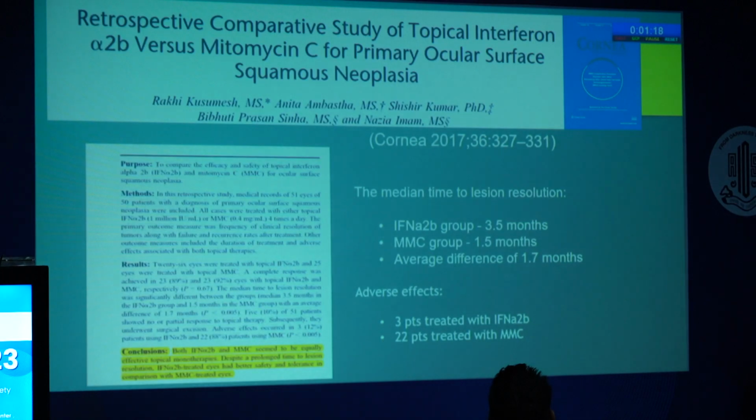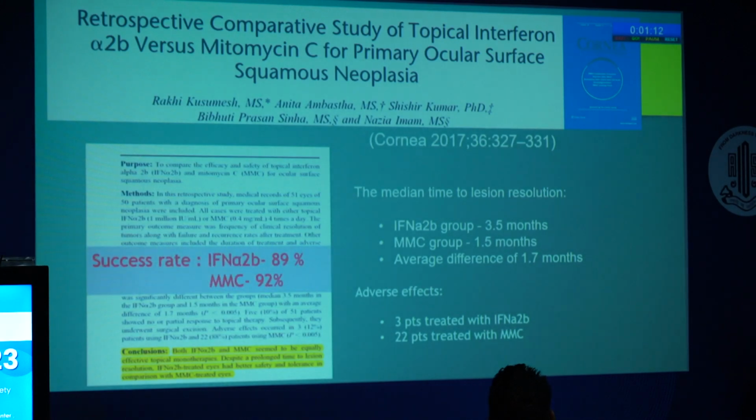So we compared the drugs interferon alpha 2B and mitomycin and found the success rate was similar in both the cases, but it was slightly better in MMC. And the difference was in the time of resolution, that was more in interferon.